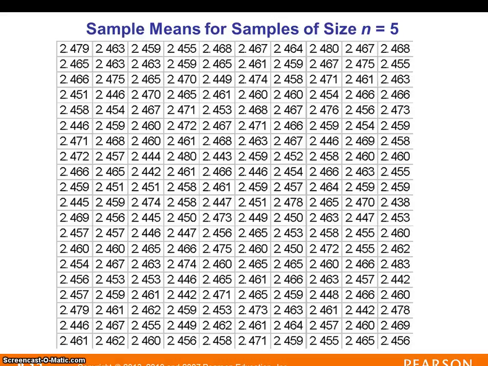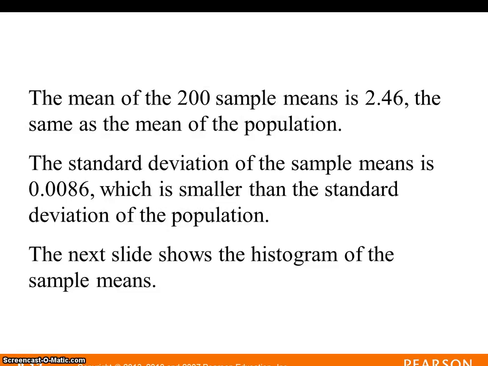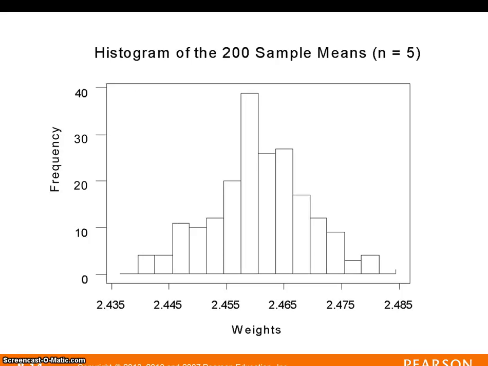The mean of the 200 samples is 2.46, the same as the mean of the population. The standard deviation of the sample mean is 0.0086, which is smaller than the standard deviation of the population. The next slide here shows the histogram of the sample means. So here's how the sample means are distributed.